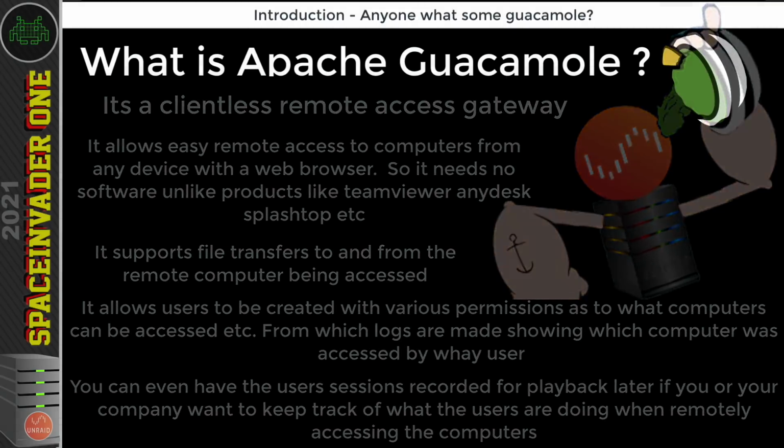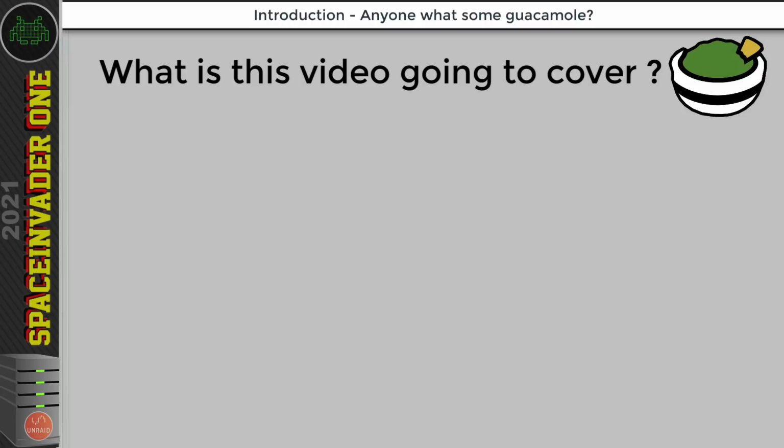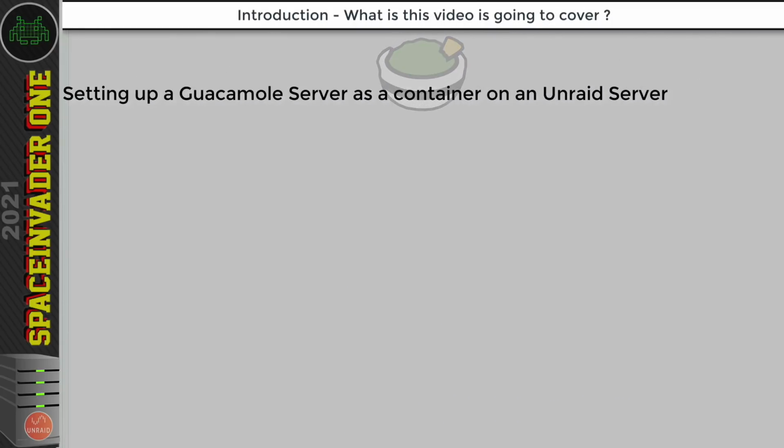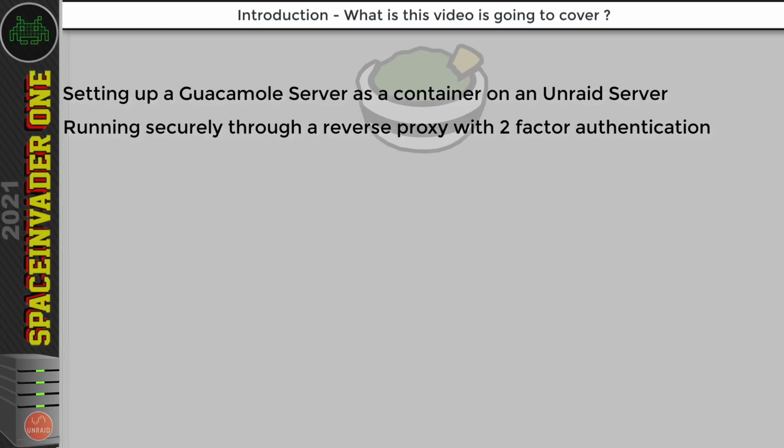So there's a whole bunch of things we can do with a guacamole server. And this video isn't going to be long enough for me to show you all of them. So just what are we going to look at in this video then? Well, we're going to look at setting it up as a container on an Unraid server. But of course, any system running Docker, you can actually set it up on that too. And obviously, we're going to want to access our guacamole server remotely and very securely. So we're going to run it through a reverse proxy and then enable two-factor authentication, allowing secure access.